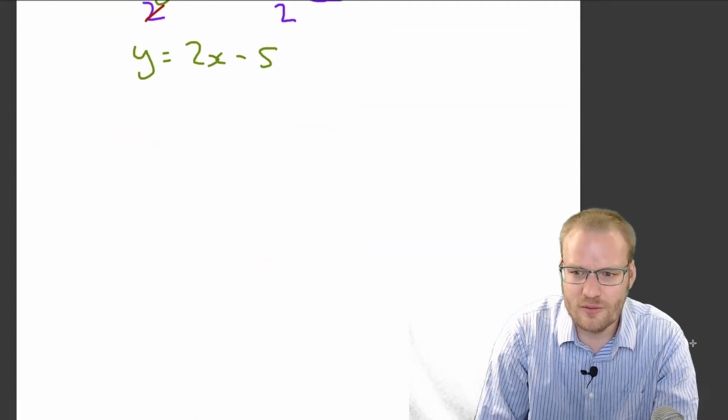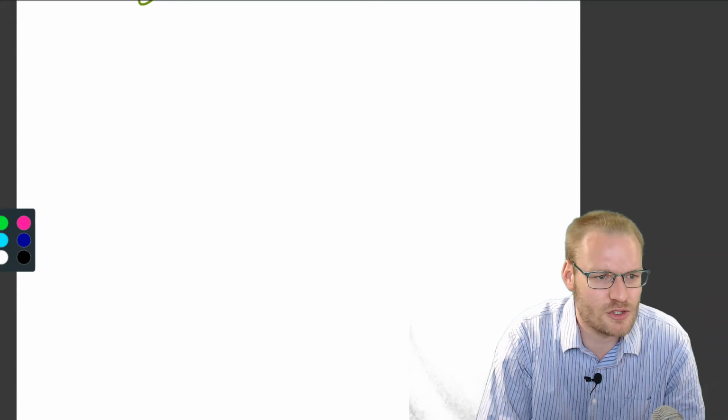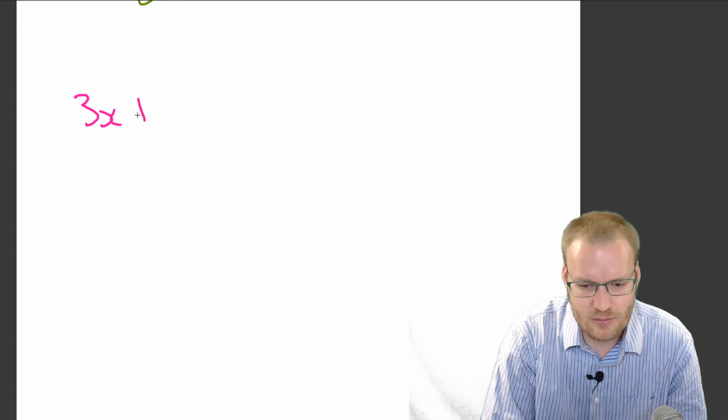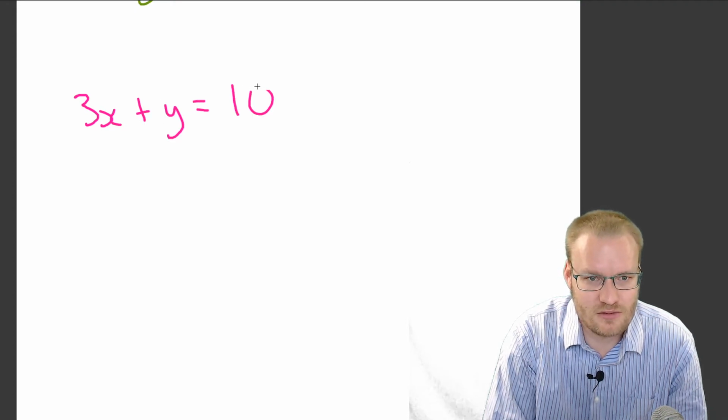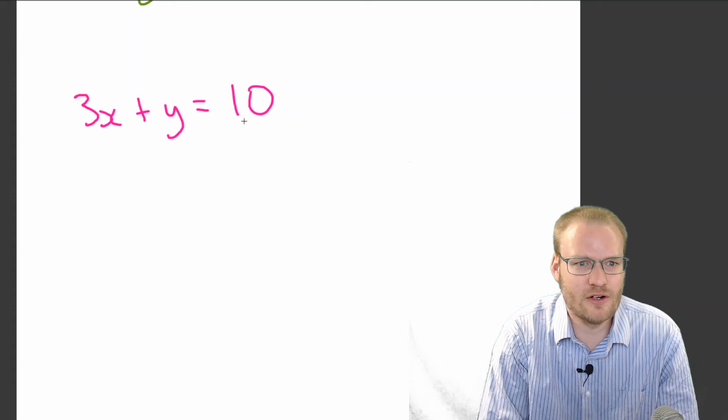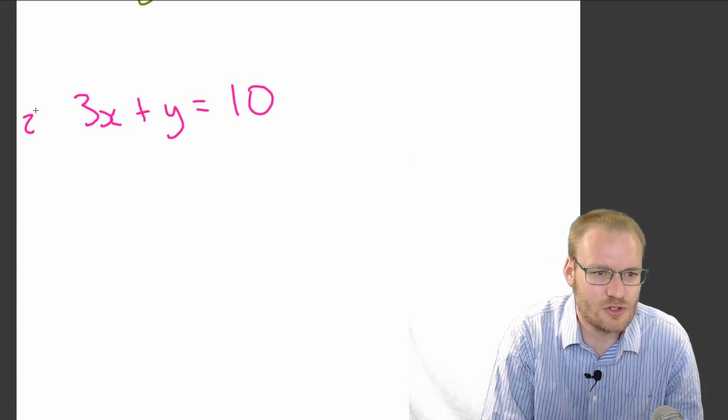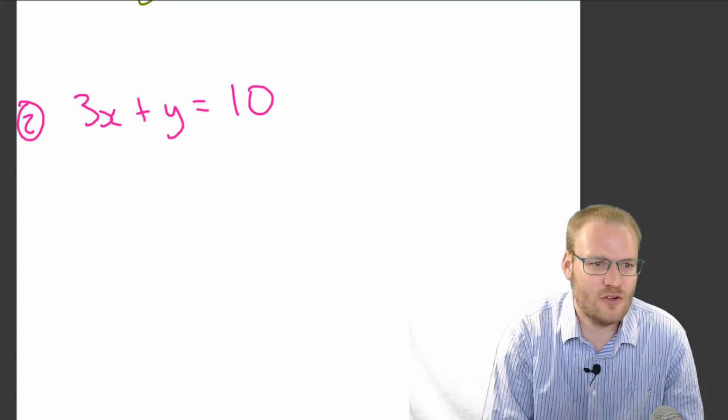So let's run through a few more examples together, and then you've got 4 to do by yourself for homework. So let's go for what happens if I gave you 3x plus y equals 10. So there's example 2. How do we convert it into standard form?